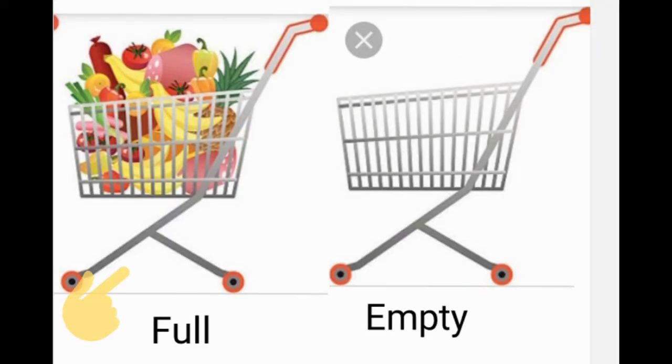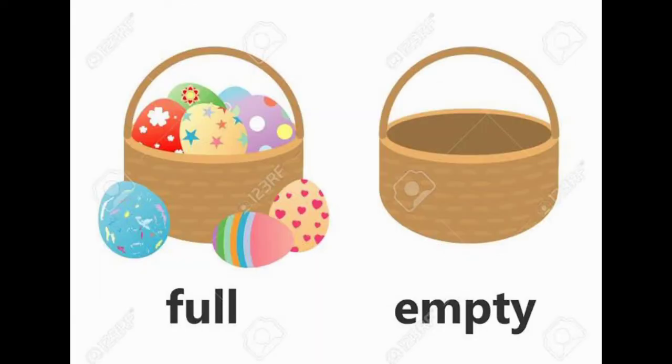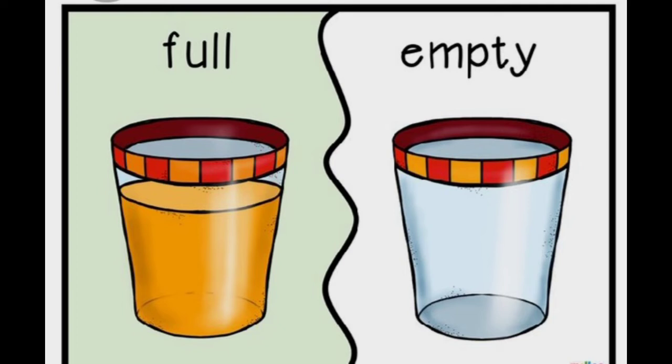Now you can see two trolleys. This trolley is full of fruits and this trolley is empty. Now you can see two baskets. This basket is full of eggs and this basket is empty. Now you can see two glasses. This glass is full of juice and this glass is empty.